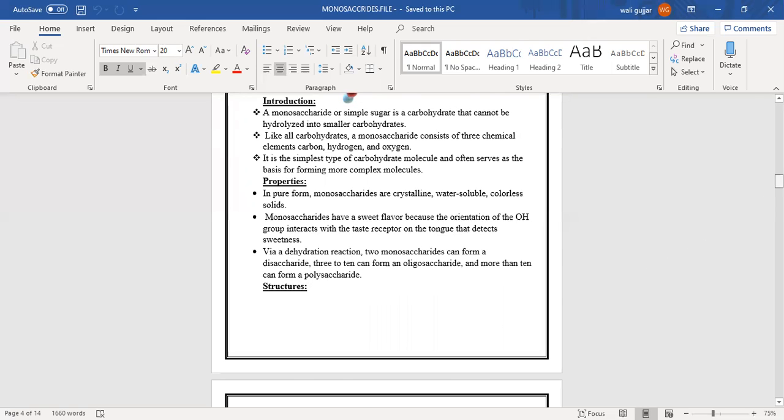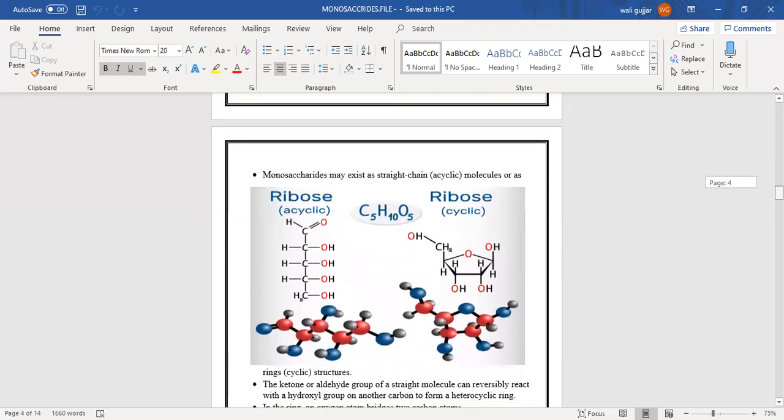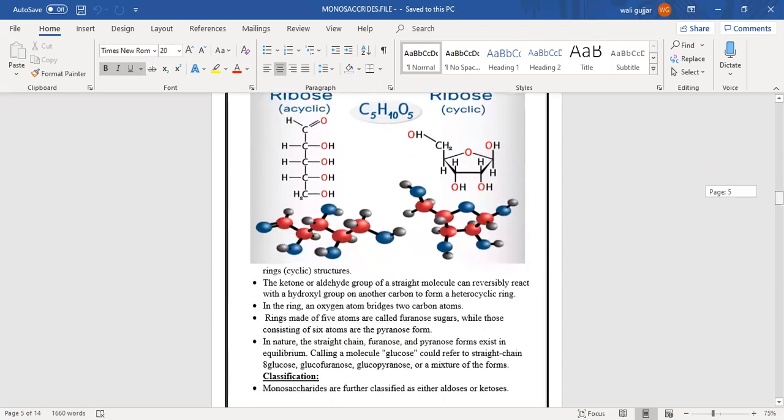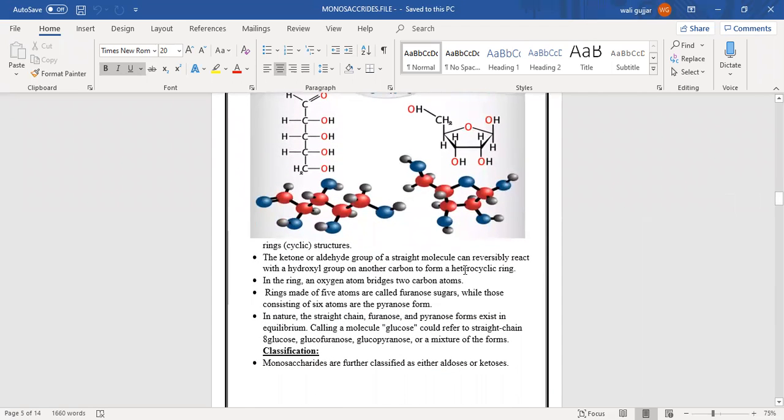Then structures of monosaccharides. Monosaccharides may exist as straight chain molecules or as ring structures. For example, in the figure you can see the acyclic or open chain structure of ribose, and this is the cyclic structure of ribose. The ketone or aldehyde group of a straight chain molecule can reversibly react with the hydroxyl group on another carbon to form a heterocyclic ring.